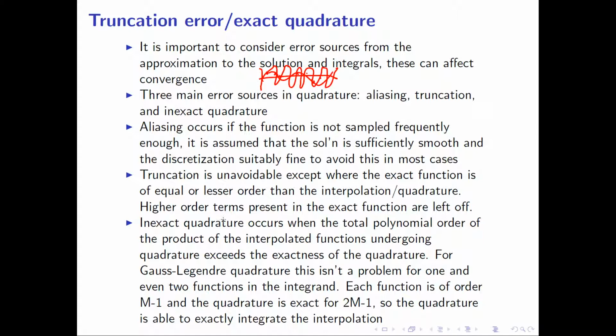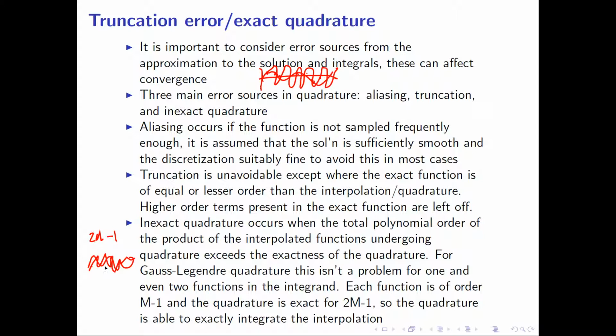So for the Gauss-Legendre quadrature, this isn't much of a problem typically for one or even two functions. We can think of this because for a particular quadrature, for Gauss-Legendre, it's 2m minus 1 order accurate. But if we think of two functions that we'd like to integrate, each interpolating at those m points, these two functions are m minus 1 order accurate, so that the total order of the polynomial that you're attempting to integrate is 2m minus 2. So 2m minus 2 is less than 2m minus 1, and therefore the quadrature is exact.